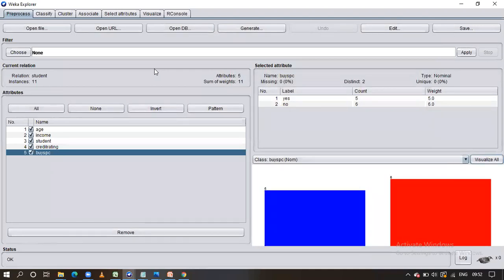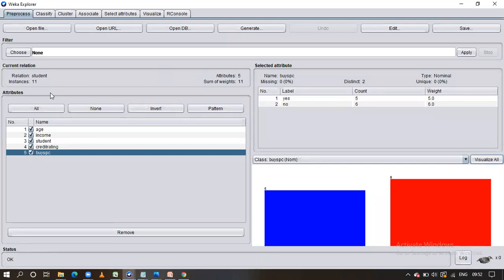The next main task, after the pre-processing, is the clustering process. For that, I'm going to read out the experiment name: demonstration of the clustering process. Here we have to select the cluster tab. The student.arff file is already specified and given to the Weka tool.